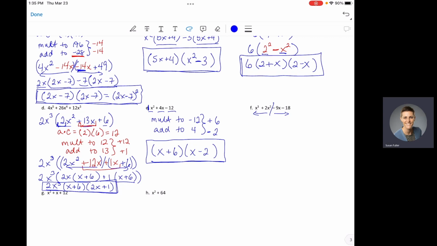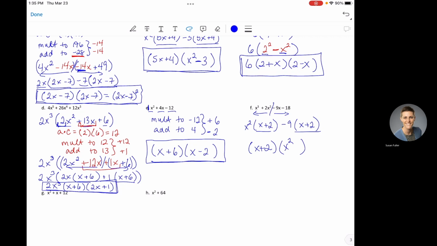In this left group, I'm going to take out an x squared, and I'm going to get x plus 2. In my right group, I can take out a -9. And when I do that, I get positive x plus 2. And I have a matching term, so I'm going to take that out front. And when I take an x plus 2 out of everything here, I get an x squared here and a -9 here.